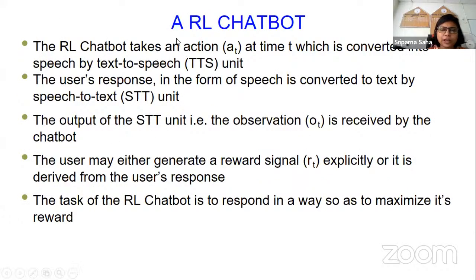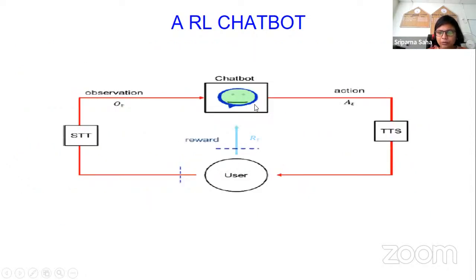In a reinforcement learning based chatbot, these are the steps. The RL chatbot takes an action AT at time T. For example, this is the RL chatbot which is taking an action AT. This action is translated into a speech signal by the text to speech module, and this speech signal is given to the user. Now the user is uttering something.